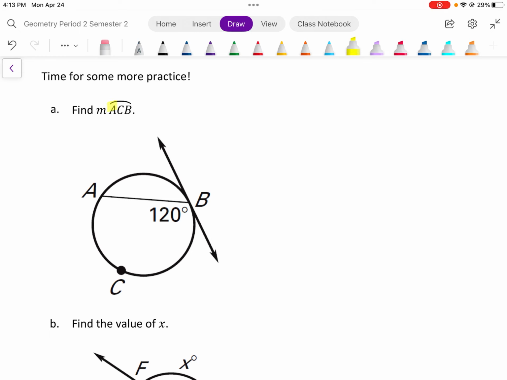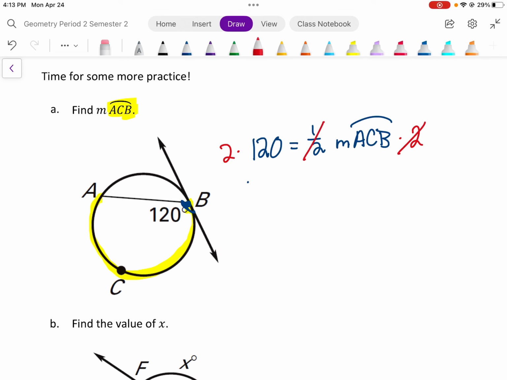In this one, we are going to be finding the measure of arc ACB. So we're going around this outside area. We are given the angle that's in between the tangent and the chord. So remember, that angle is equal to half of the arc measure ACB. So in this one, to solve, we're going to multiply both sides by 2. And that's going to give us 240 degrees equals the measure of arc ACB.